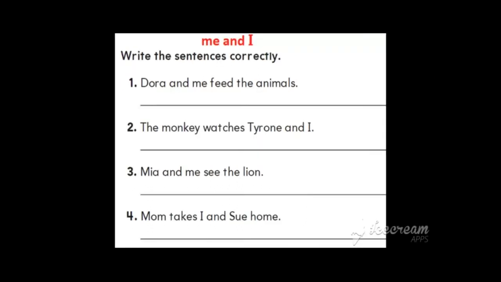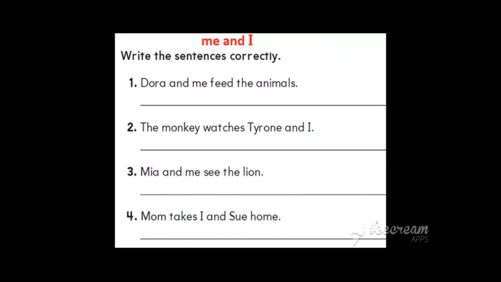Let's practice some more. In today's homework, you are going to find 4 sentences that are written incorrectly and you are going to rewrite them in a correct manner. I'm gonna solve number 1 and 2 with you, and the rest you are going to do on your own. So in the first sentence, Dora and me feed the animals.